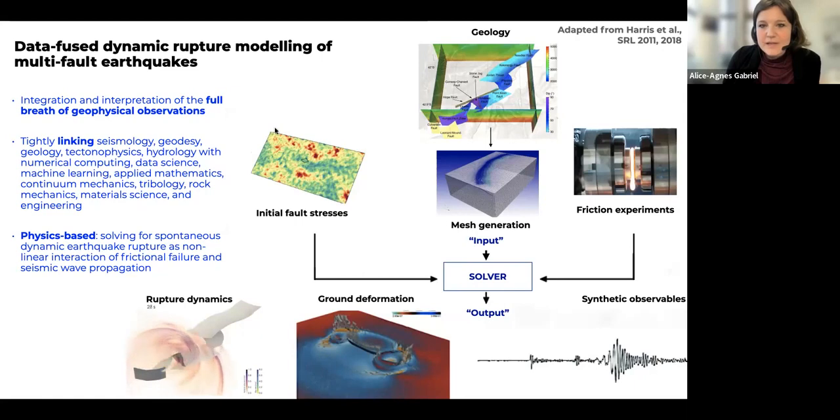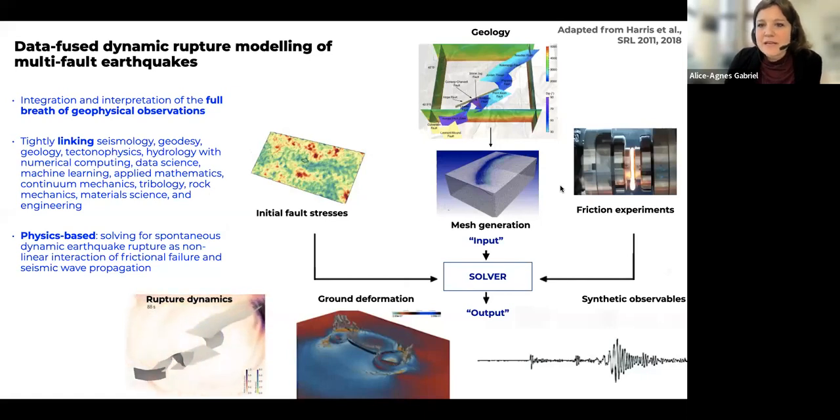And what I'm summarizing here is the input of this model. So that is geology. For example, this is a multi-fault source model of the Kaikoura, New Zealand earthquake that we modeled. It happened in 2016, embedded in a 3D velocity model and accounting for high resolution topography and bathymetry. We also have to think about the loading of our faults, so initial fault stresses. We have to think about frictional constitutive relations that govern how these faults yield and slip co-seismically, which we typically take from friction experiments.